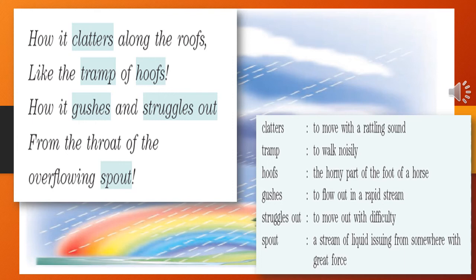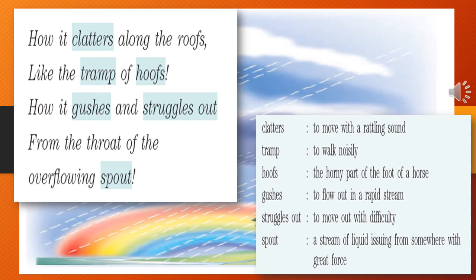And how does it sound? It sounds like the tramp of hooves. Now tramp means when you walk heavily or quickly, you make sound as you walk. That is called tramp. Now, tramp of hooves. What are hooves? Animals like horse and ox have a hard material under the foot. That hard part of their foot is called the hooves. So when these animals walk, they make sound, and that is called walking noisily. So the water that falls on the roof sounds like the tramp of these hooves.